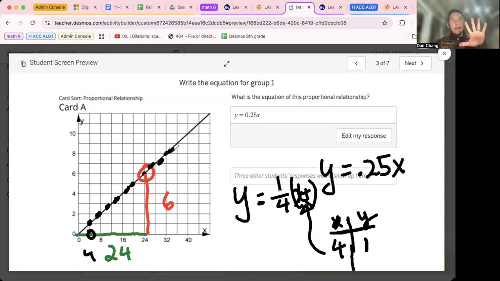Okay, so you've got 4 more of these cards to write equations for, and then you've got the cool down. Guys, have fun. I'm going to have another video with a few answers for you.